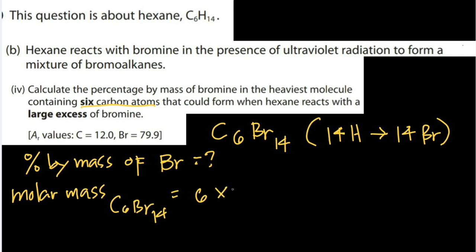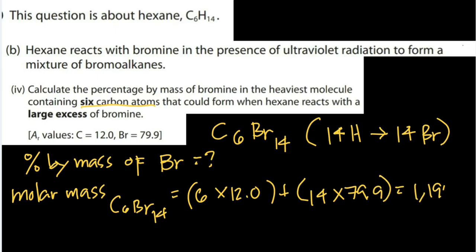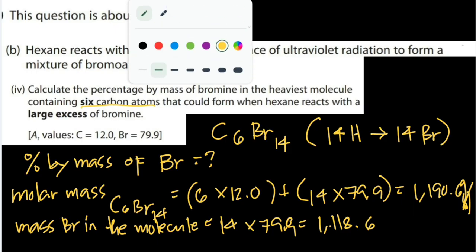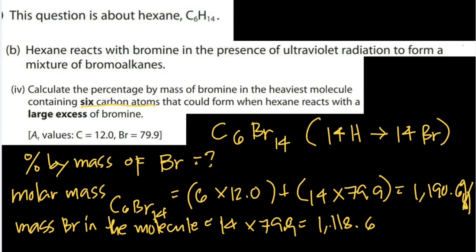So this is 6 times 12 plus 14 times 79.9. So the molar mass is 1190.6 grams per mole. And then we get the mass of bromine in the molecule, which is just 14 times 79.9, and that is 1118.6. Now we can calculate the percent by mass of bromine. We just have to divide.